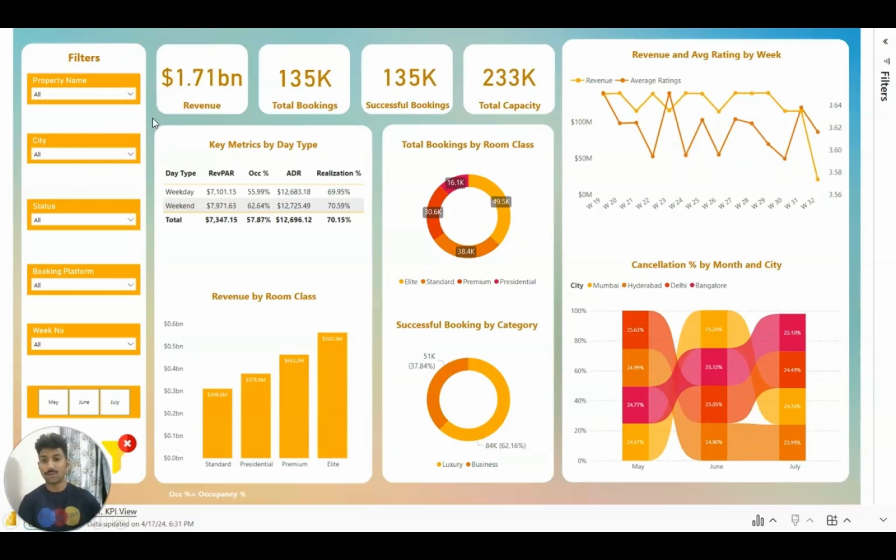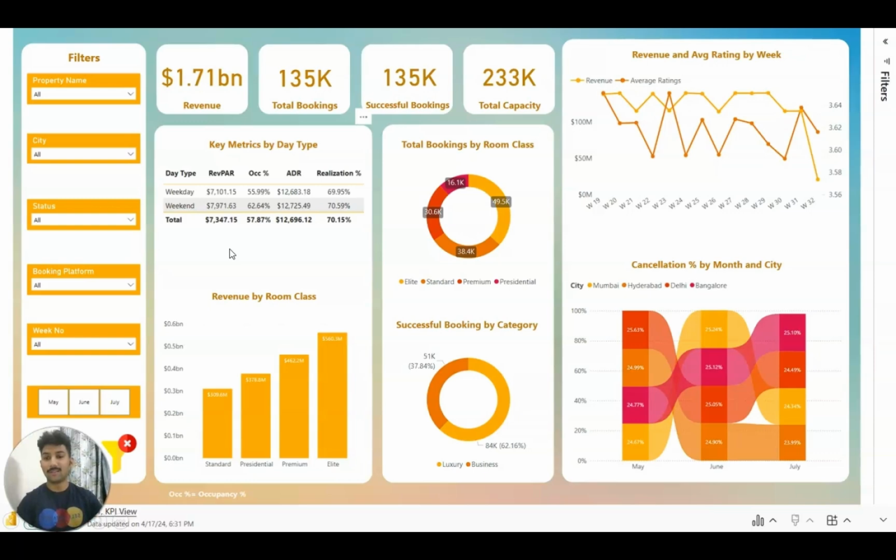The next thing I want to show you is this key matrix by date type. So we have selected day type, weekdays and weekends, and we have shown them in a table with different key metrics that are very crucial in the domain of hospitality. The hospitality domain uses these four metrics the most: RevPAR, occupancy percentage, ADR, and realization.